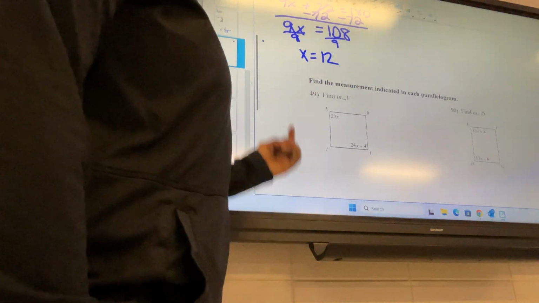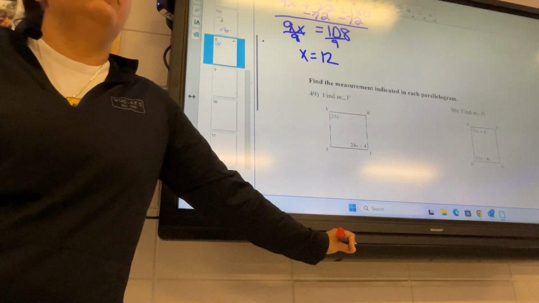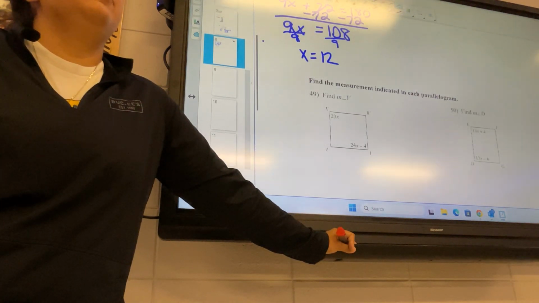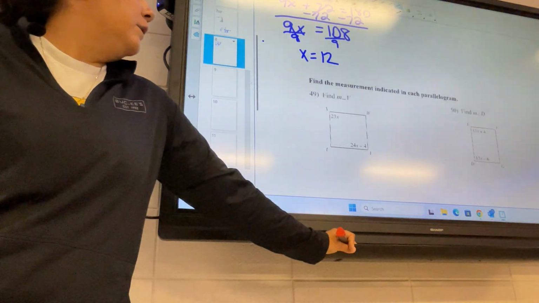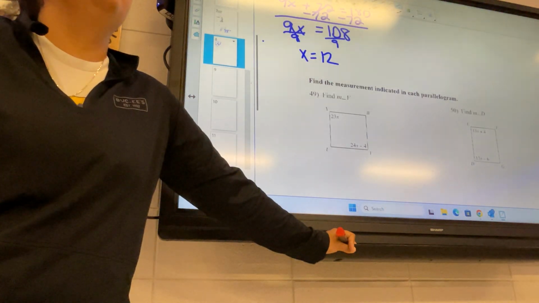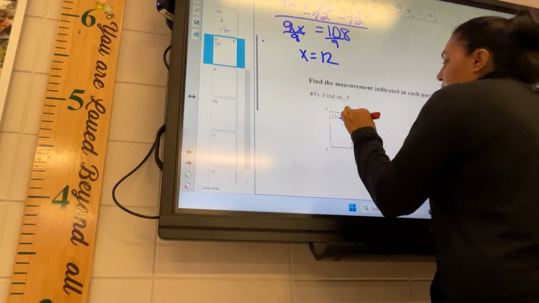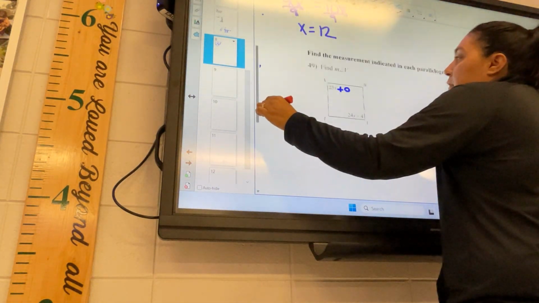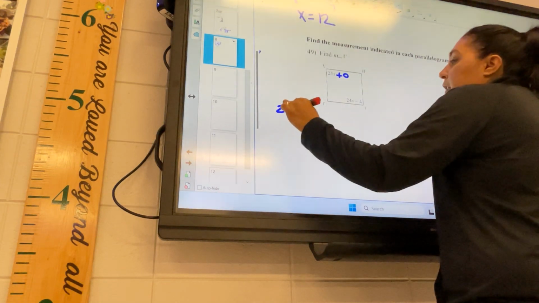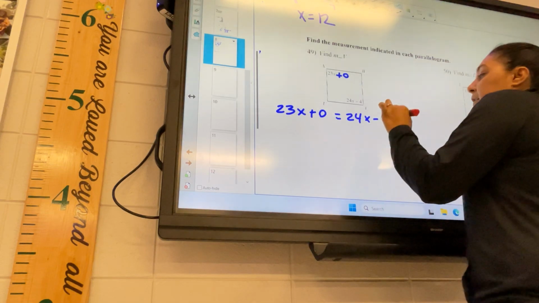Which one should I add a 0 to? The 23x. Notice how he only has one piece, but the other guy has 2 pieces. So to make it easier, we can go ahead and add a 0. Not a 1. Some people on their test try to add a 1. That's not correct. It's always going to be a 0. So we got 23x plus 0 equals 24x minus 4.